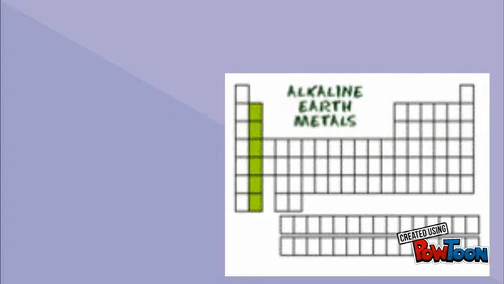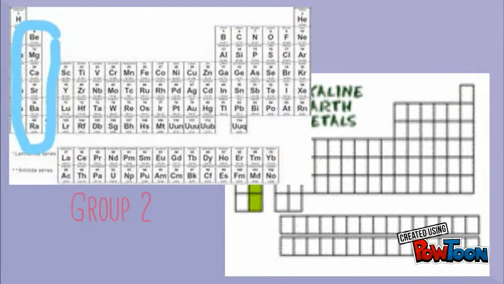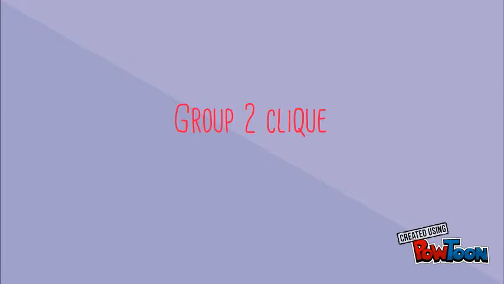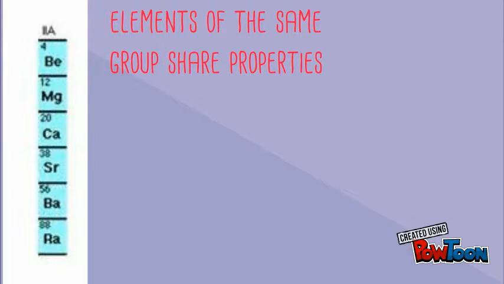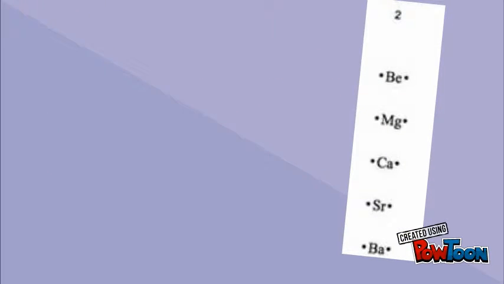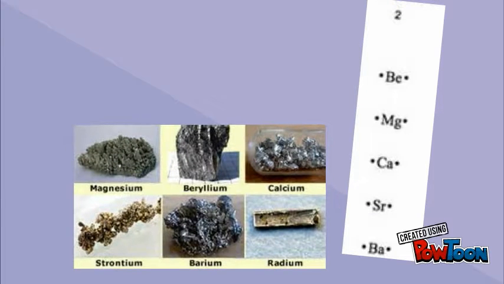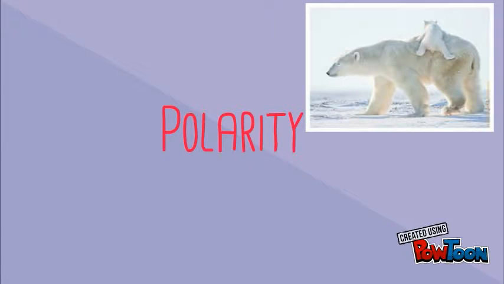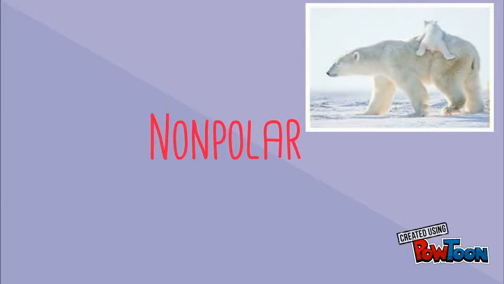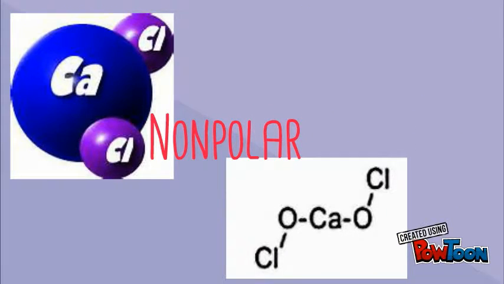It is an alkaline earth metal found in group 2 of the periodic table. These alkaline earth metals share certain characteristics, such as having 2 valence electrons, being soft and strong, and having very high reactivity. Calcium is naturally nonpolar, but can form both polar and nonpolar bonds with other elements.